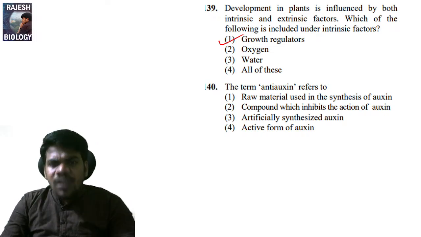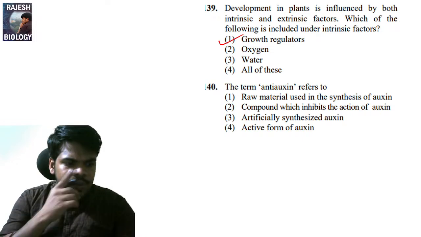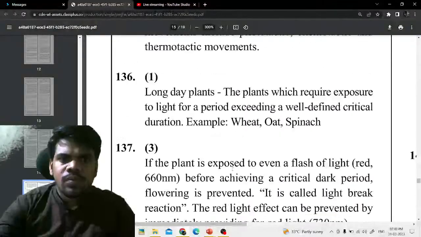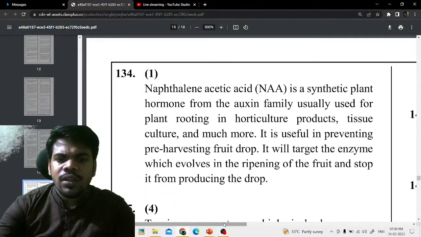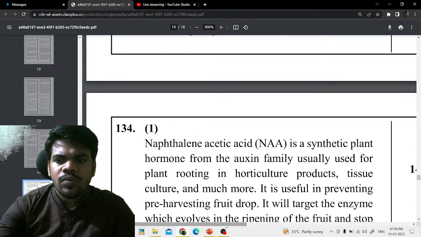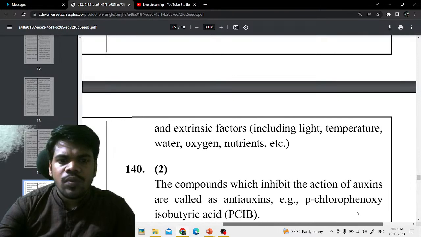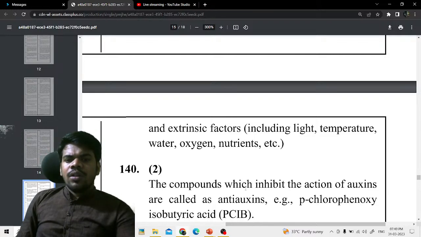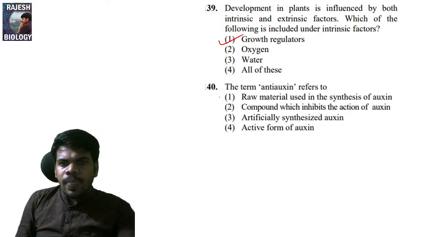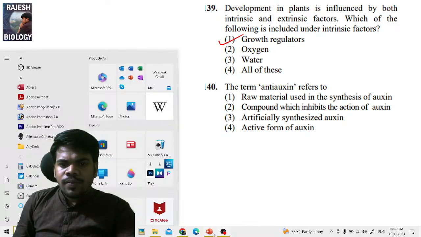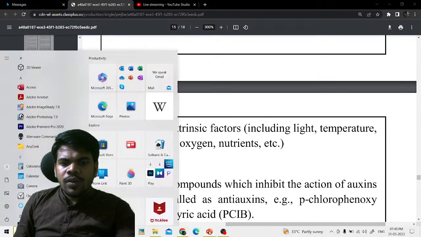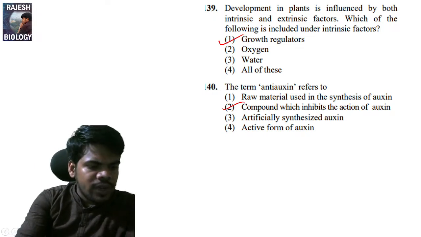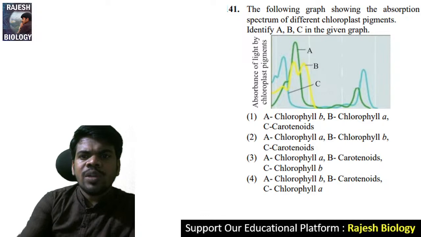Next, the question. The term antioxidant refers to what? The compounds which inhibit the action of oxidants are called antioxidants. Example, this PCIB. So here what is it? Option 2. Compound which inhibits the action of oxygen. Perfect, Chandrika. Very good.